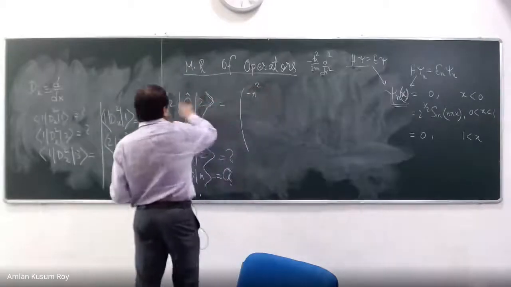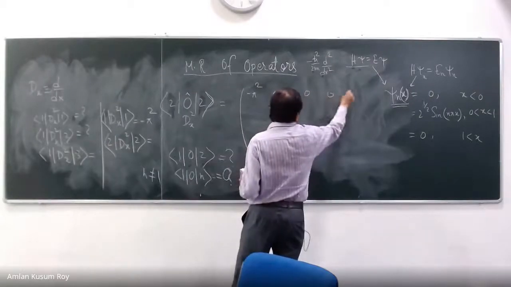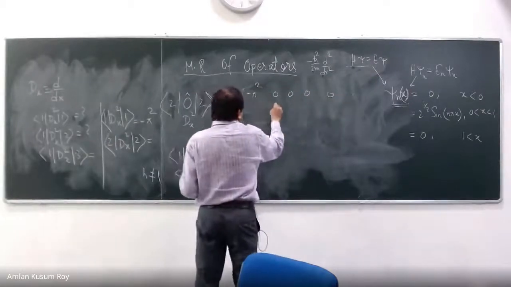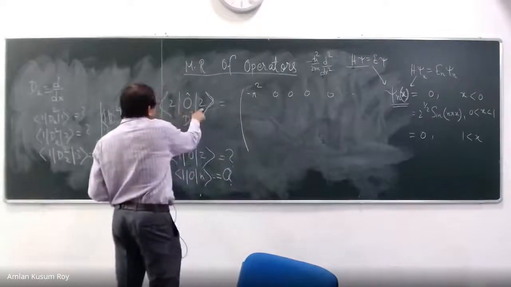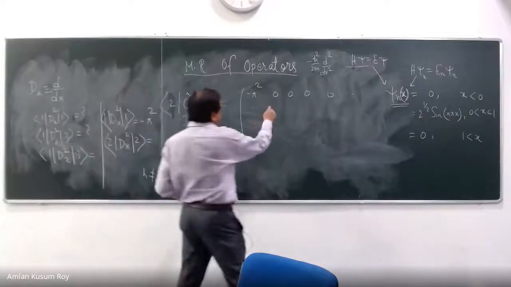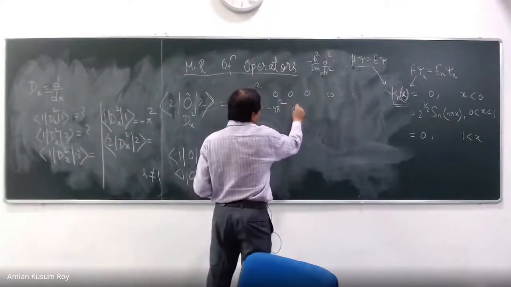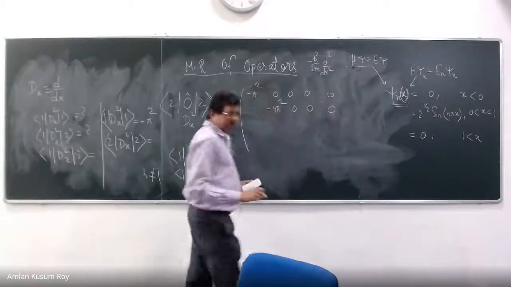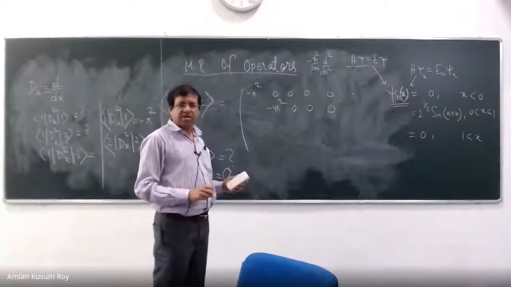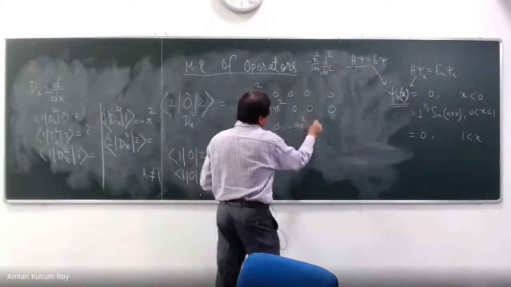You have said 1, 2, 1, 3. So 2, 2. This is 2, 2. 2, 1 is going to be again 0. Right? So 2, 2 is minus 4 pi square. 2, 3, 2, 4, 2, 5 will be all 0. Okay? Yes, sir. So what will be the next quickly? Minus 9 pi square.